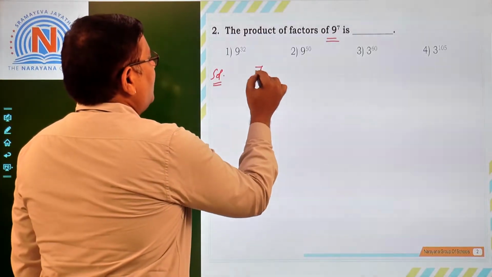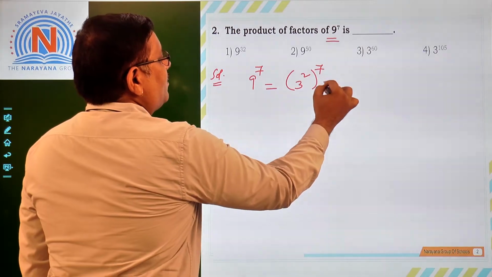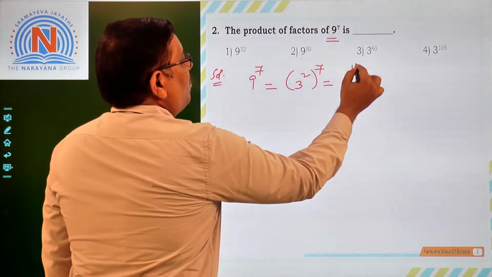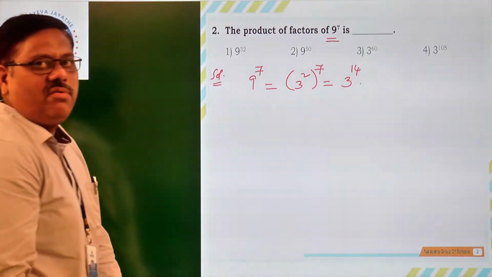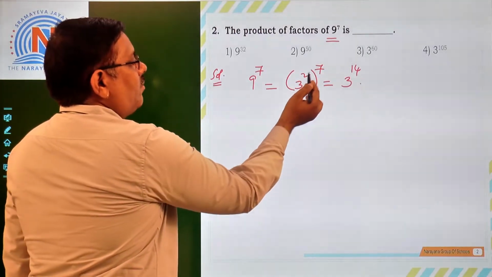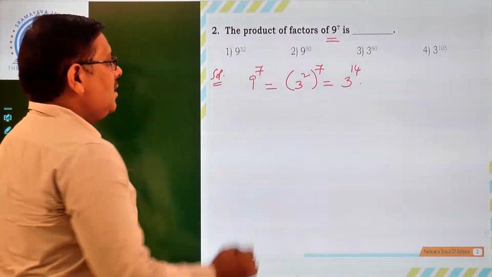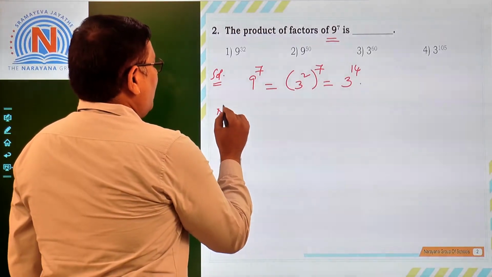So first 9 power 7 we can write as 3 square to the power of 7. 3 square is nothing but 9. That is nothing but 3 to the power of 14, because 2 sevens are 14. A power m whole power n is a power mn. 3 power 14, that is the standard form now. Okay. Now what to find out? Number of divisors.